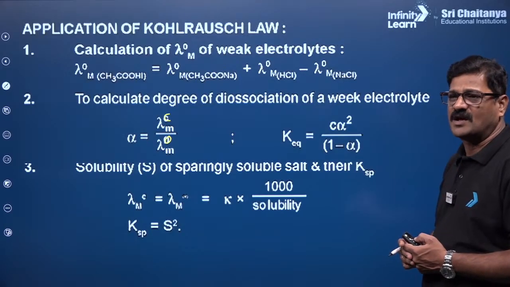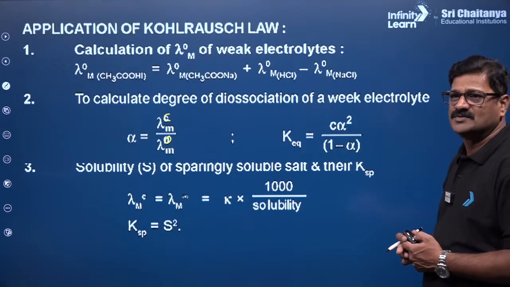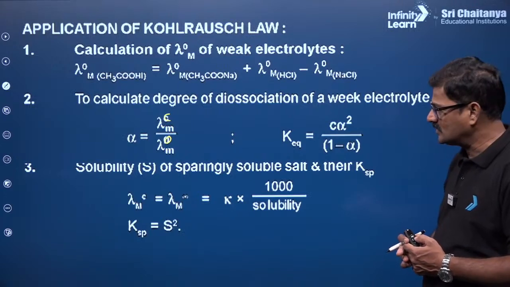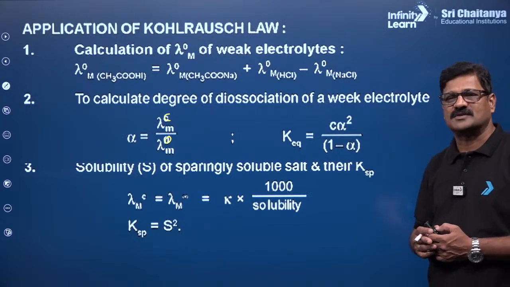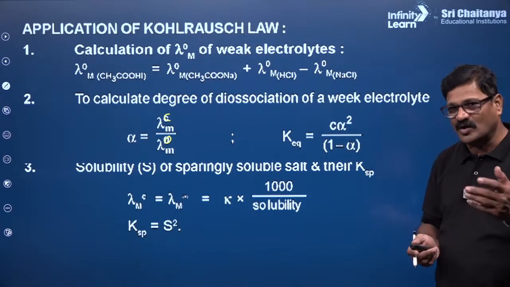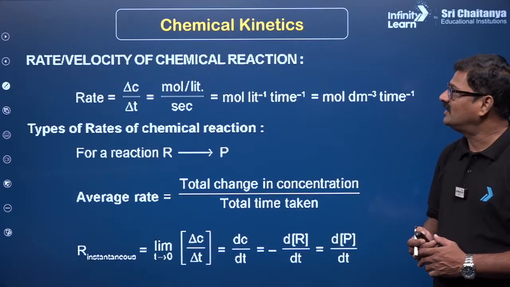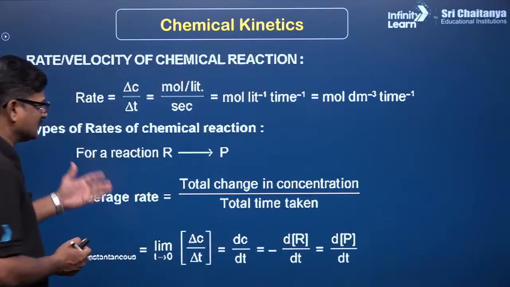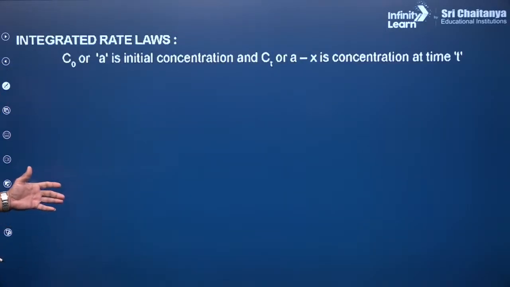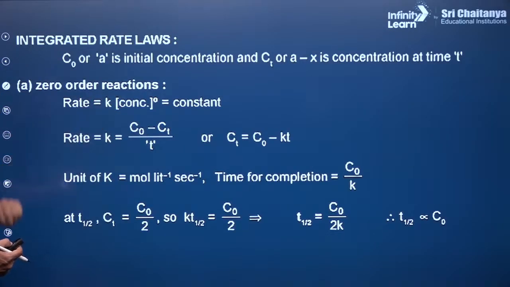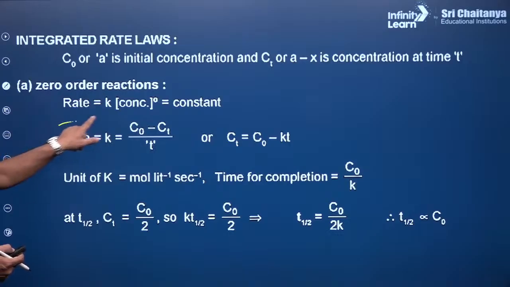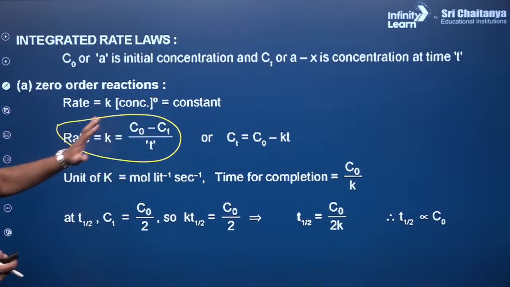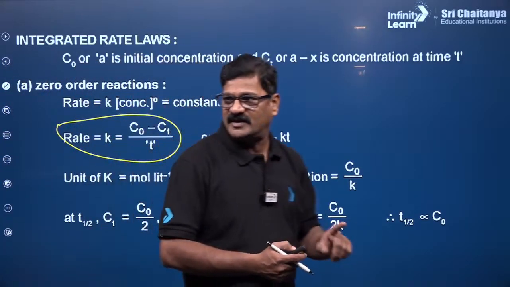Solubility, product of the sparingly soluble solutions, solutes. So that is given as K into 1000 by solubility, that is molarity only. Okay, and in the chemical kinetics you have rate and velocities and all, you have the integrated rate expression for the zero order. So the integrated expression for the zero order is C naught minus Ct upon T. Graphs are also very important.